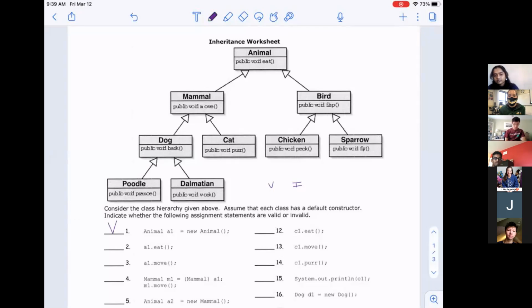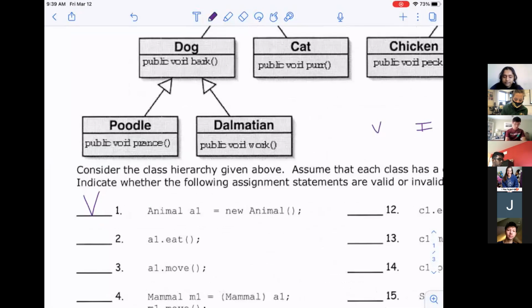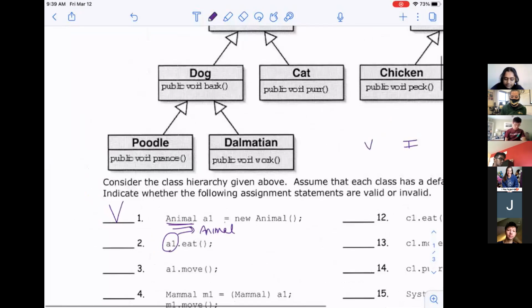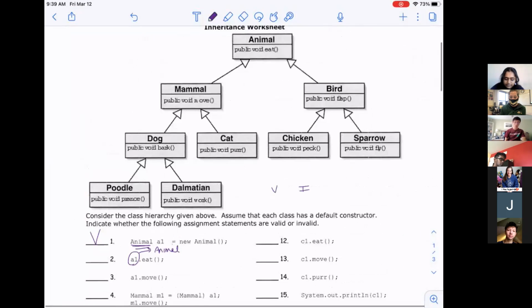Now, when I look at number 2, it says A1.eat. The way I want to think of that is to say, A1, to the computer, is an animal, because that's what the reference says. Are animals allowed to eat? I look up here and I say, yes, they can eat. Animals are allowed to eat. So this would work, so I'm going to say that's valid.